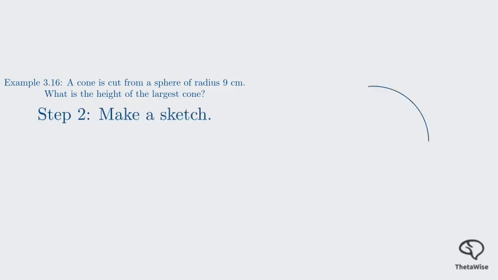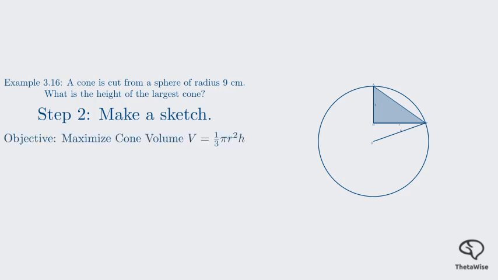First, the sketch. We have a sphere, which we can represent with a circle in a two-dimensional cross-section. The sphere has a radius of 9. Let's inscribe a cone inside it. Let the cone have a base radius r and a height h. The objective is to maximize the cone's volume, which is given by the formula V equals 1/3 pi r squared h. Now we need to find a constraint, a relationship between the cone's radius r and its height h, using the sphere's radius of 9.